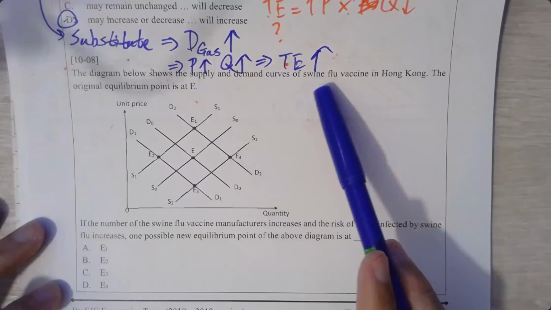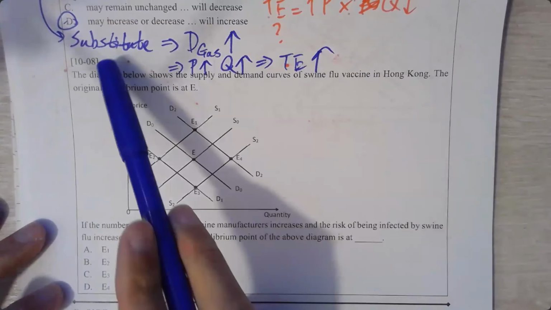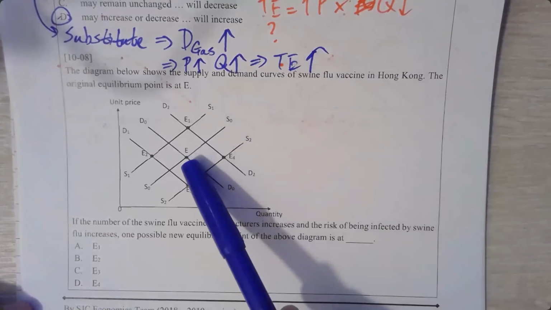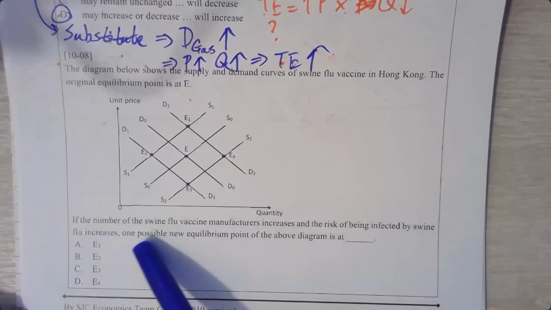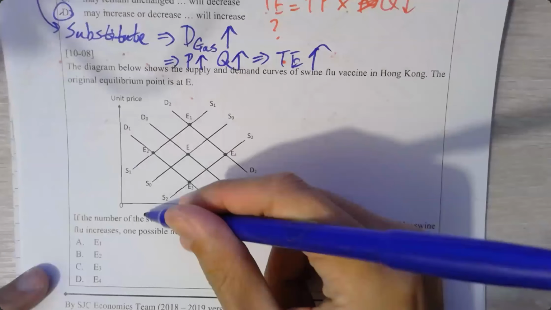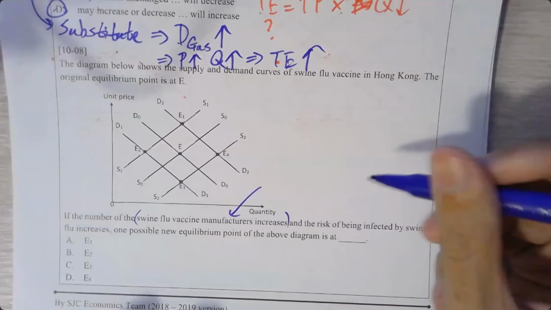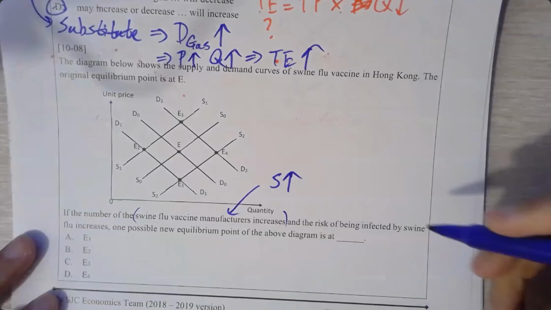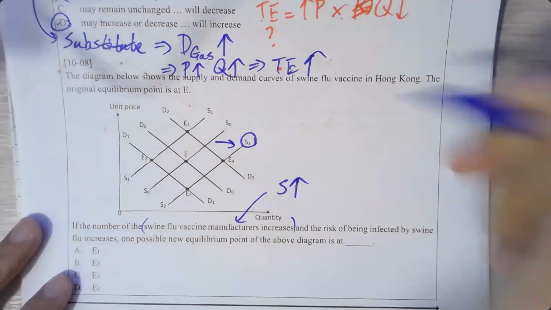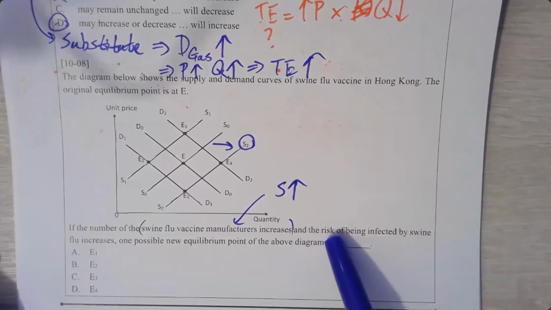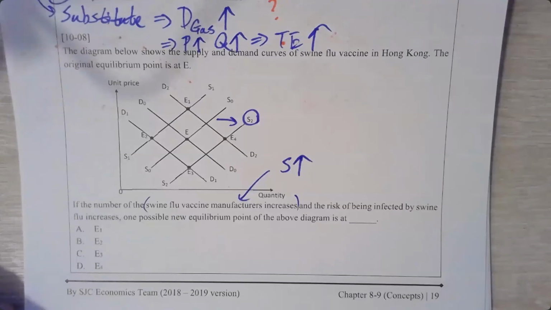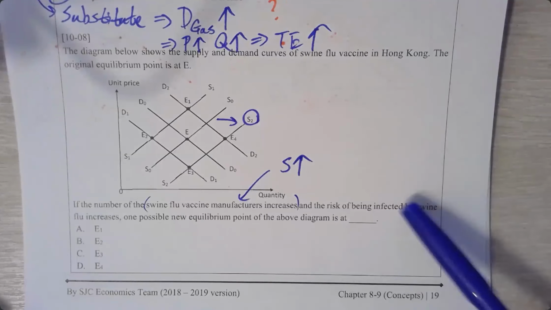Demand and supply of swine flu vaccine in Hong Kong. Back in 2010, they talked about swine flu in a very exaggerated way, right? The equilibrium is at E, originally at this point. Now if the number of swine flu vaccine manufacturers increases, this sentence first. More manufacturers means more sellers, so supply increases. Supply increases, goes to the right-hand side, we know that we want S2. And the risk of being infected by swine flu increases. Suddenly the weather or other problems make it easy to catch swine flu. So what would happen?